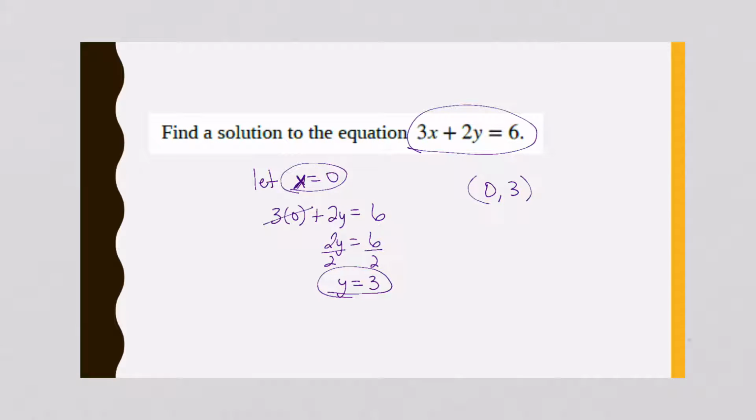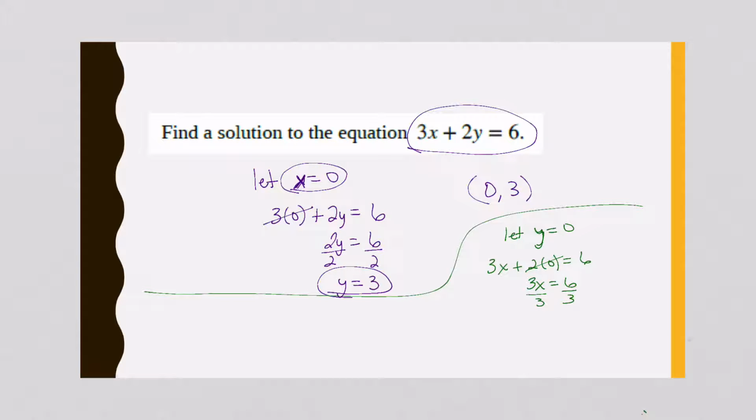So if you want to put in, let's say, 0 for y, let y equal 0. You could have done that. 3x plus 2 times 0 equals 6. That goes away. Okay, so I've got 3x is equal to 6, divide by 3, x is equal to 2. So I've got my x, I've got my y. Another solution would be 2, 0.